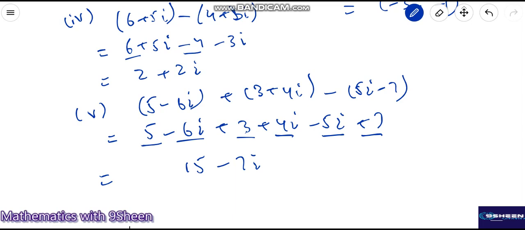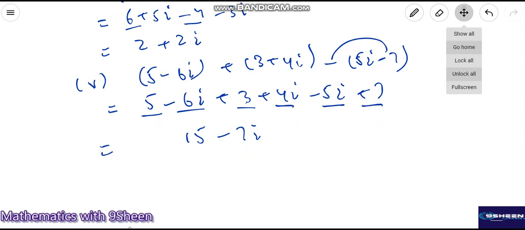Similarly the fifth part, open up all this: 5 minus 6 iota plus 3 plus 4 iota minus 5 iota, minus minus plus 7. 5 plus 3 is 8, plus 7 is 15, minus 6 minus 5 is minus 11, and plus 4 minus 7 iota. That's your answer. Now the next parts you can do by yourself. It is easy, same to same.